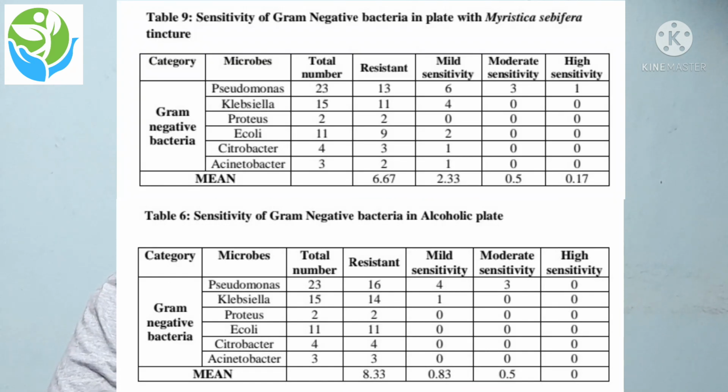The results obtained in the antimicrobial study were as follows. In the alcohol group, for Pseudomonas, out of 23 samples collected, 3 had moderate inhibition and 4 had mild inhibition. In the mother tincture group, 3 had moderate inhibition, 1 had a high inhibition and 6 had mild inhibition. For Klebsiella, in alcohol, 1 had mild inhibition out of 15 cases. In the same way, in mother tincture, 4 had mild inhibition out of 15 cases.